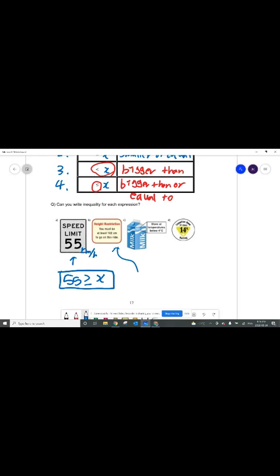Height restriction: you must be at least 102 centimeters to go on this ride. So that means 102 centimeters. I forgot the unit in here, by the way. Sorry about that. And x should be bigger or equal to. That's what at least means.